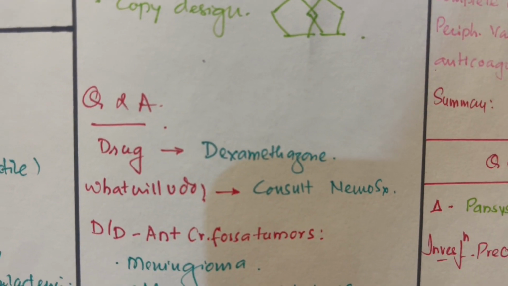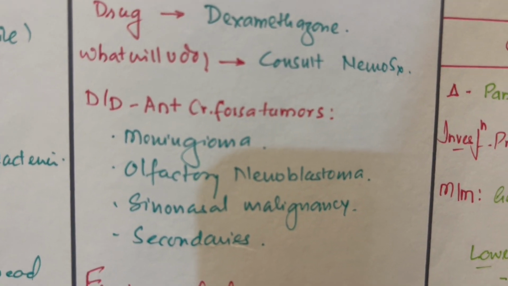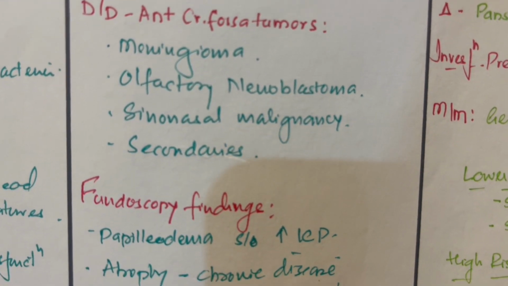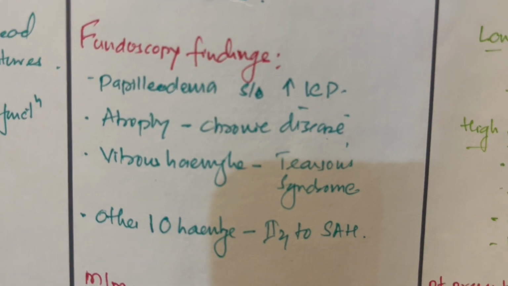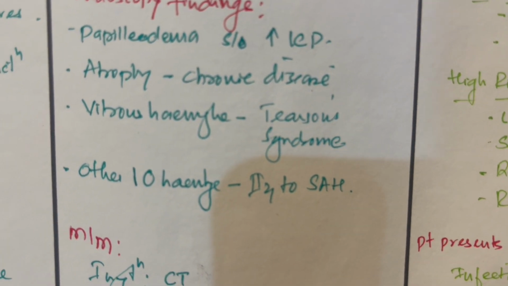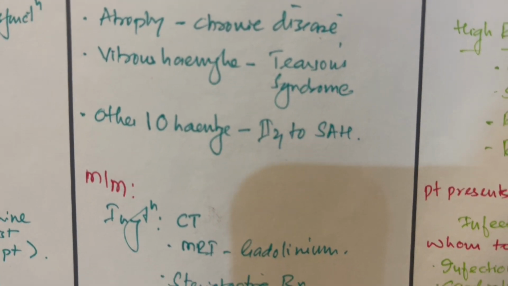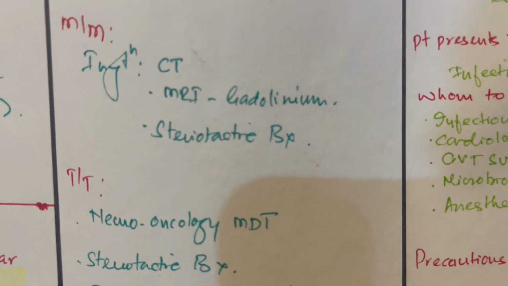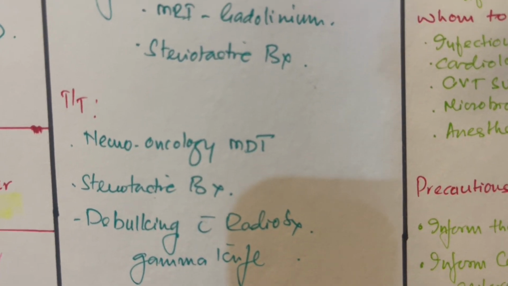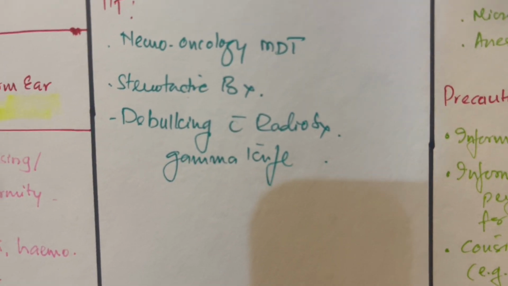So questions and answers will be: what drug will be given for this head injury? Dexamethasone. Whom will you consult? The neurosurgeon. Anterior cranial fossa tumors will be meningioma, olfactory neuroblastoma, malignancy, secondaries. Fundoscopic findings: papilledema, increased intracranial pressure, optic atrophy, vitreous hemorrhage. Management is CT scan, investigation with gadolinium scan, stereotactic biopsy. Neuro-oncology multidisciplinary treatment: stereotactic biopsy, debulking, and radiosurgery, gamma knife.